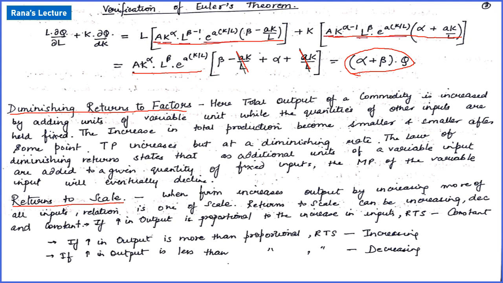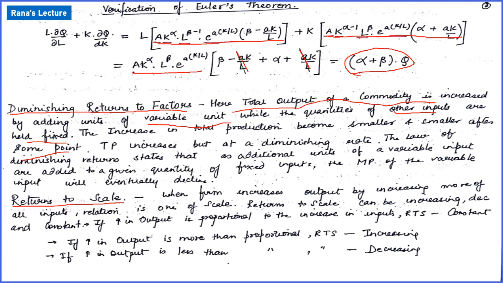Let us read this. Here total output of a commodity is increased by adding units of a variable input, right? While the quantities of other inputs are held fixed. हमारे पास दो ही इनपुट्स हैं यहाँ पे, एक तो लेबर है और एक कैपिटल है. अगर हम वेरिएबल यूनिट लेबर को मानते हैं तो हमारा लेबर बढ़ रहा है मगर हमारा कैपिटल फिक्स है.